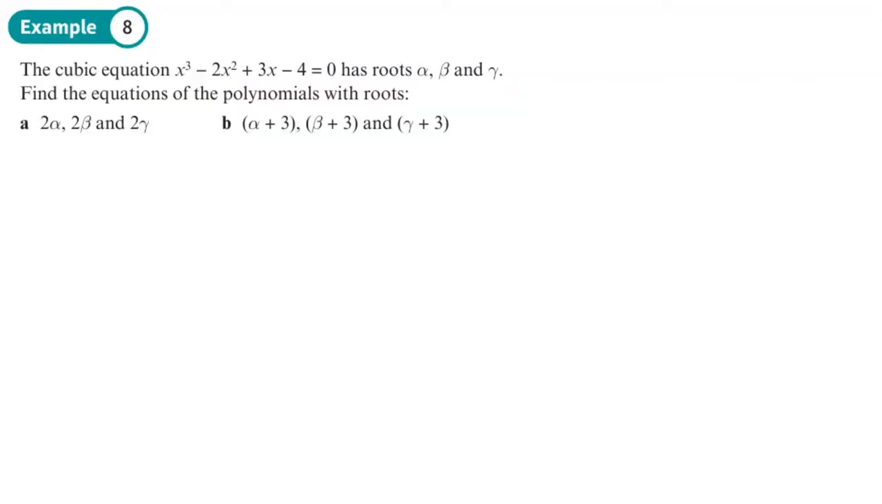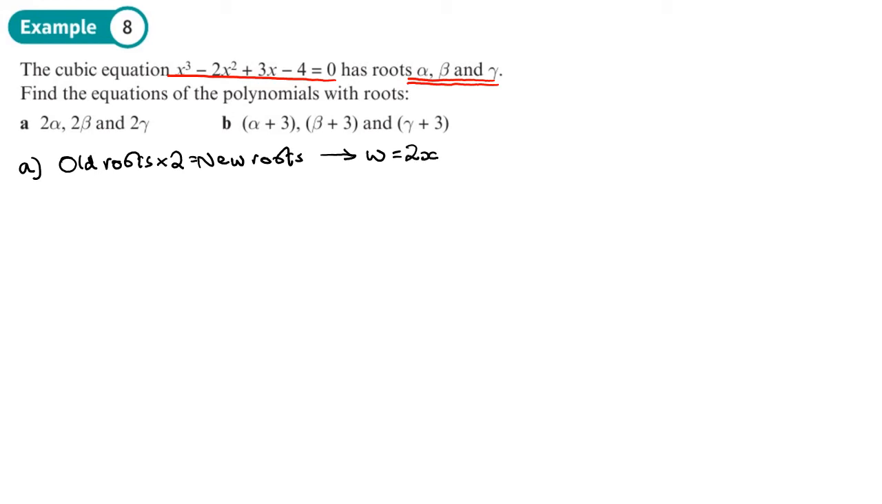Okay, so we've got a cubic equation, and we have its original roots. We need to find the equation when the roots have been transformed, and in part A, we're taking the old roots, and they get times by 2 to get the new roots. So how do we go about solving this? Well, we can say the new roots, w, equal the old roots times by 2. We rearrange that to make x the subject, so we can substitute this into the original equation.